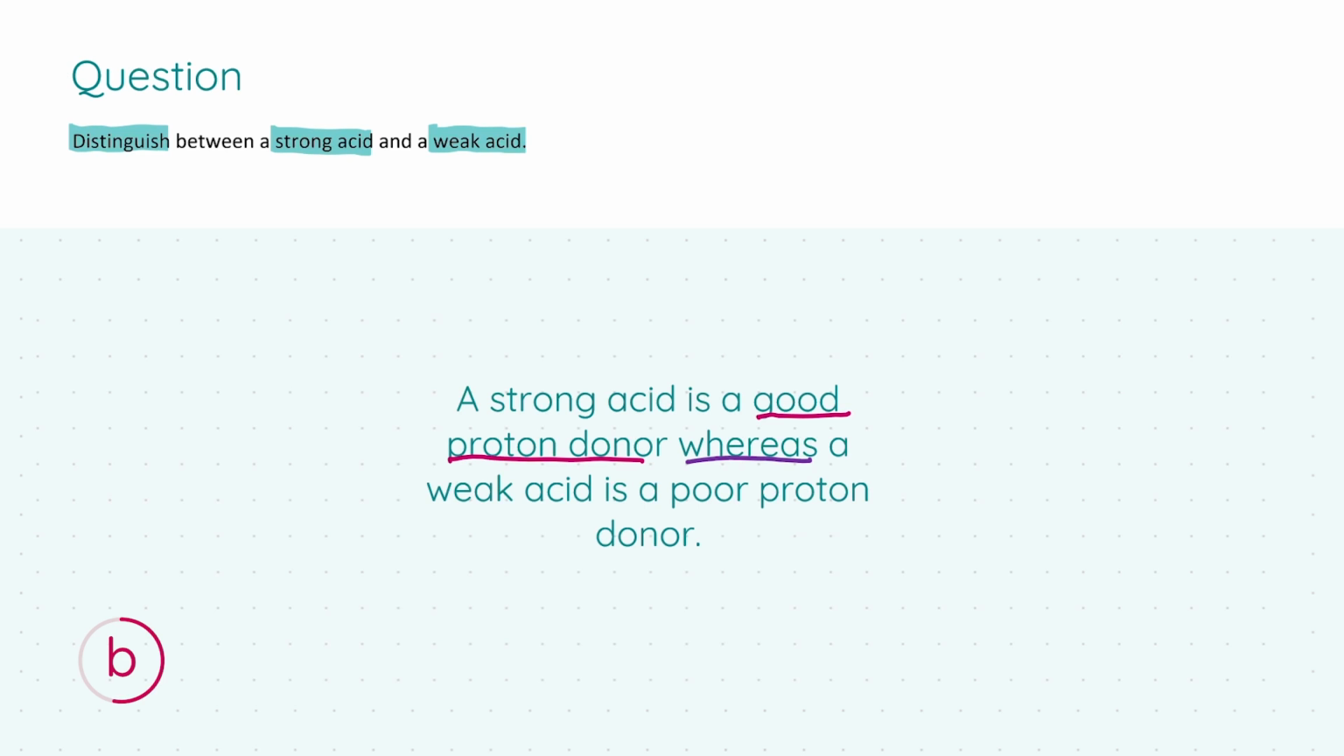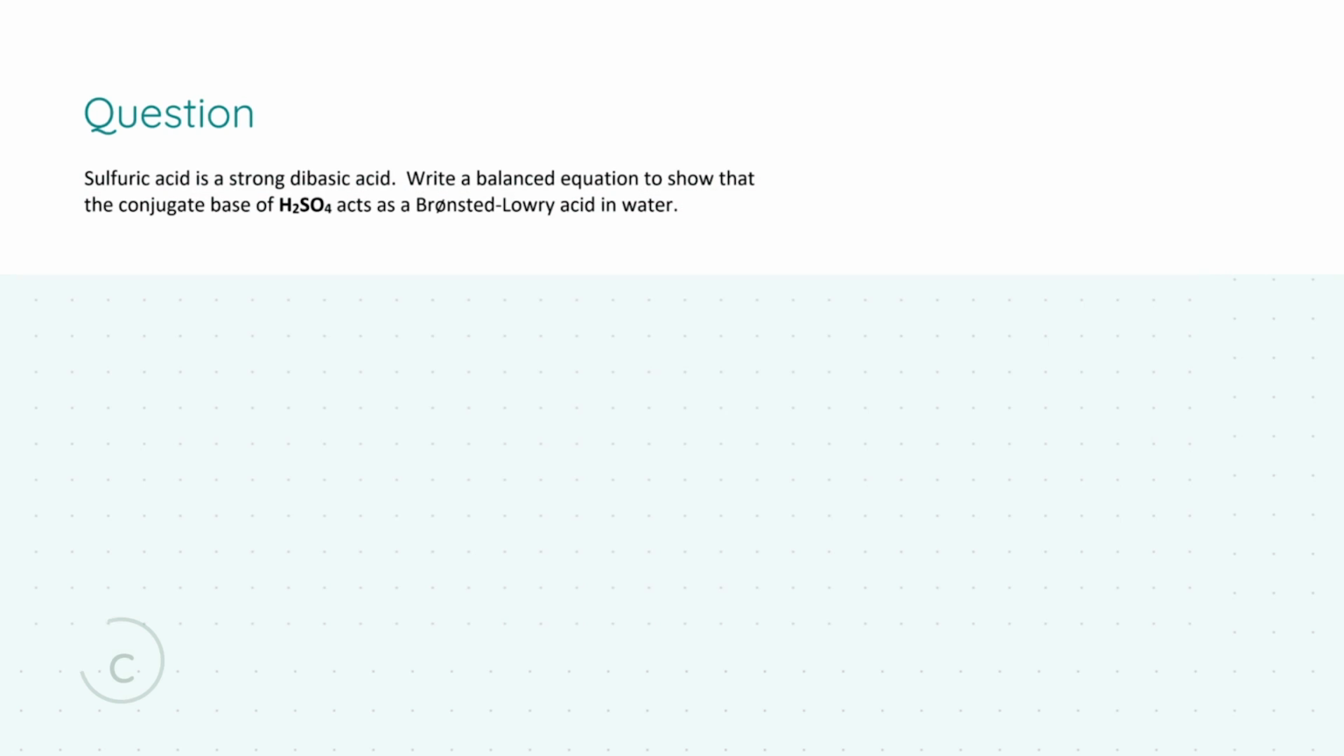That's saying you've kind of defined the first part. Now you're going to define the second part to distinguish between them. So then, whereas a weak acid is a poor proton donor, okay? So you're going to get 3 marks for the first part of this question, saying what a strong acid is, and you're going to get 3 marks for the second part of this question, where you say what a weak acid is, okay? So altogether there, you're going to get 6 marks for question B. Okay, now let's move on to question C.